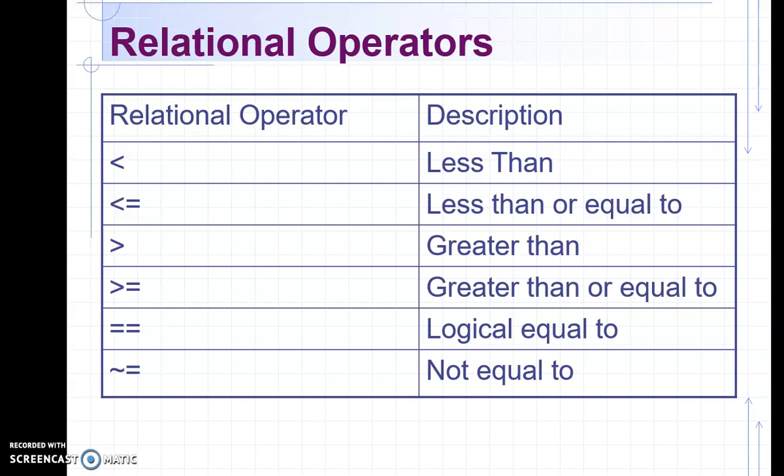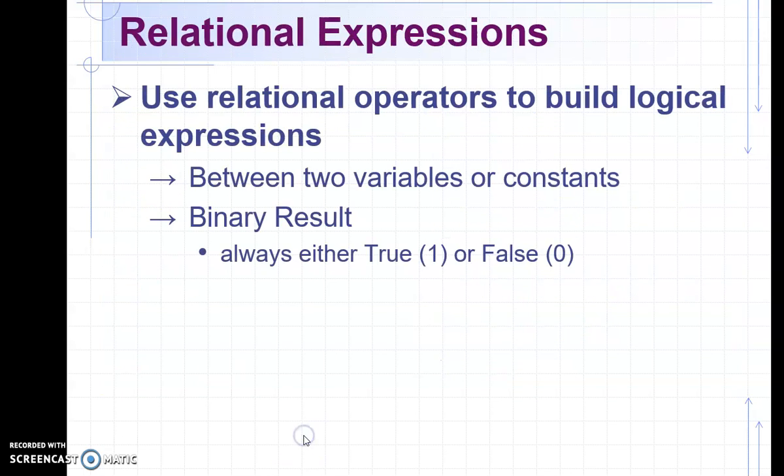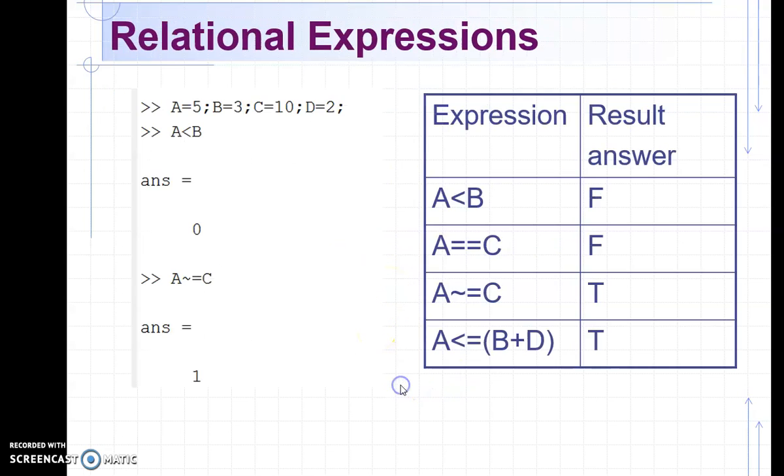So we'll have expressions where A equals some logical expression, the answer to which is true or false. It'll be, is 3 greater than 5, and we're using sort of the regular symbols: less than, greater than, less than or equal to, greater than or equal to, equal to, and not equal to. And those are the operators that we'll use in MATLAB. You use relational operators to build logical expressions between two variables or constants, and it has to have either a true or false answer. True, of course, being 1, false being 0.